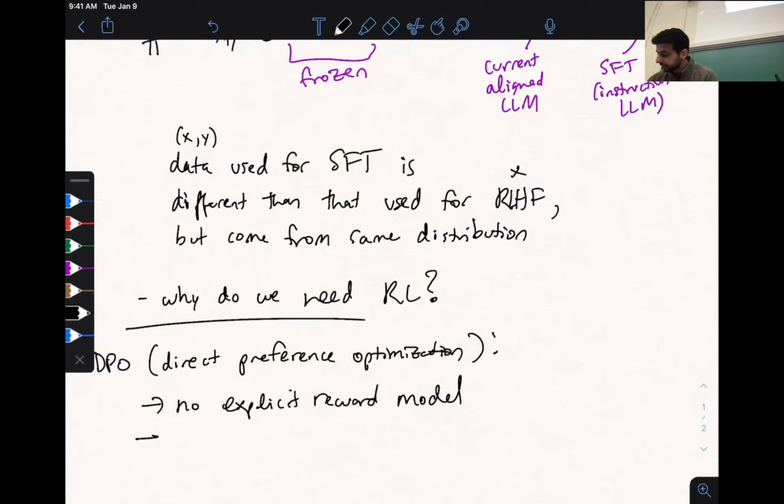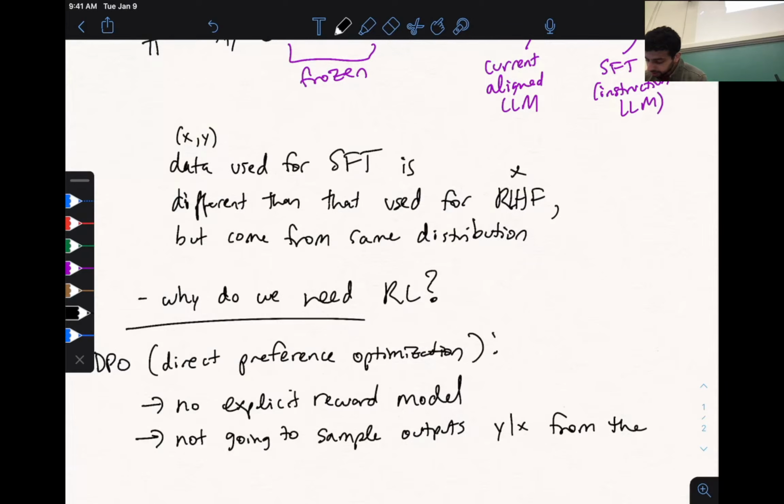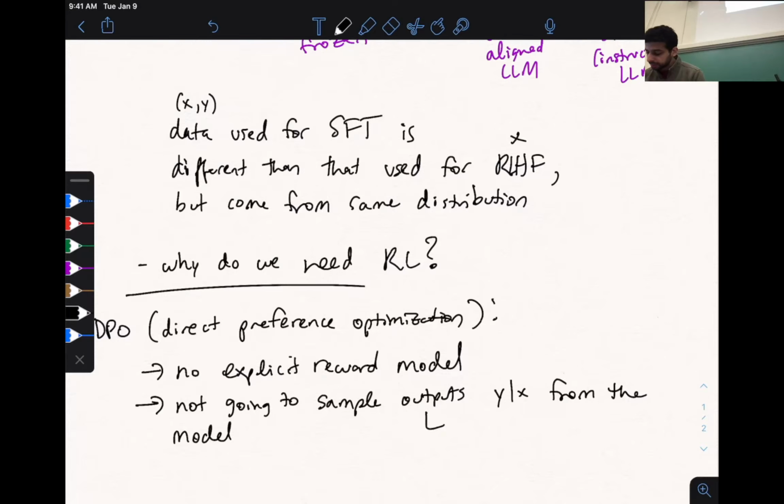And we are not going to do RL, at least in the form of sampling from the model and measuring its reward. So we're not going to sample outputs y given x from the model. And these outputs in RL terminology are also called rollouts.